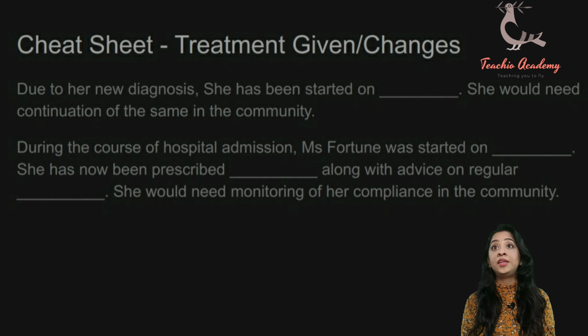So remember the tenses that we've used. This is the future plan for a patient. So it's written as she would need continuation. Or we can also write, during the course of hospital admission, comma, Miss Fortune was started on, because the hospital admission was in the past. That's why we've written was started on.